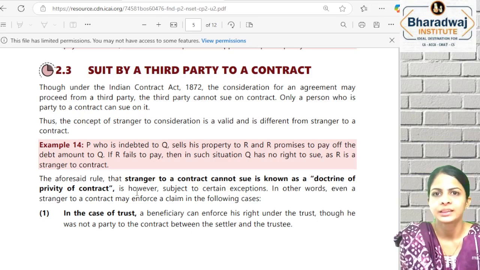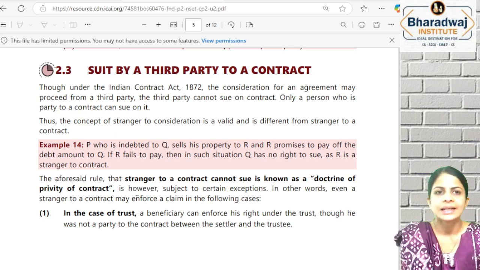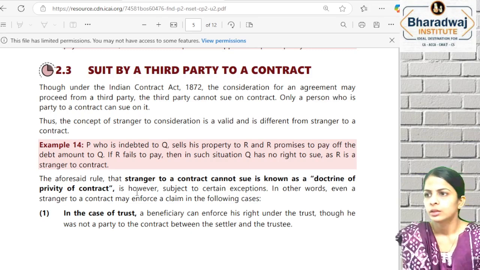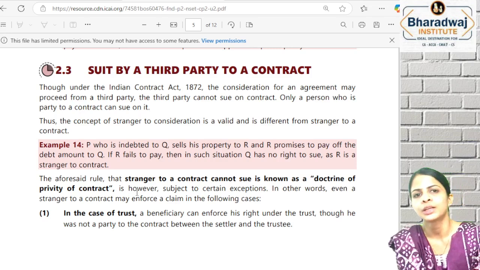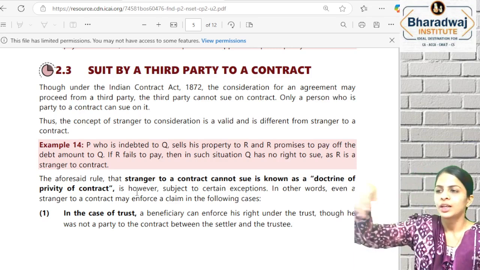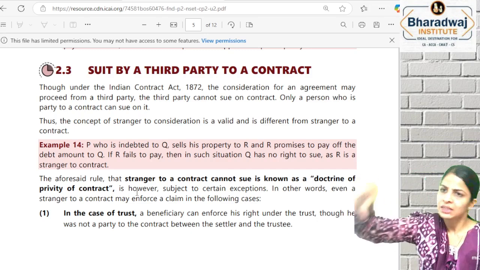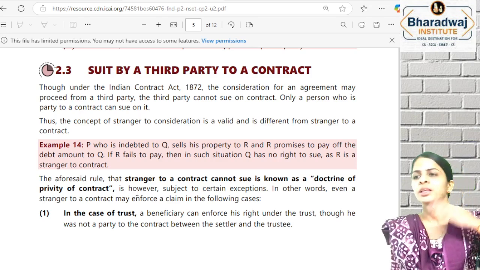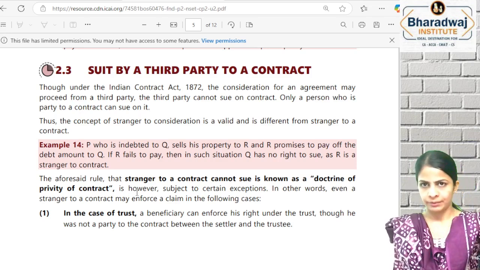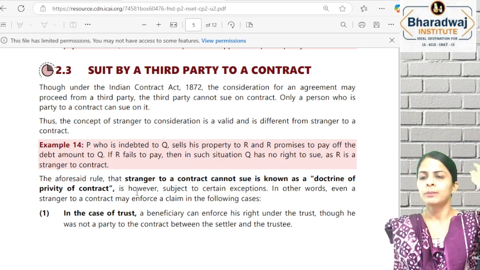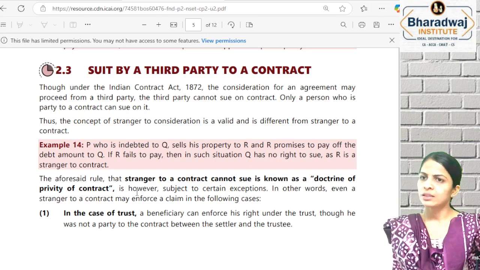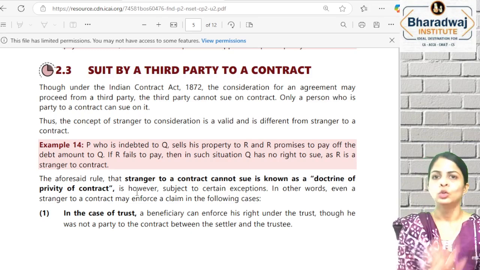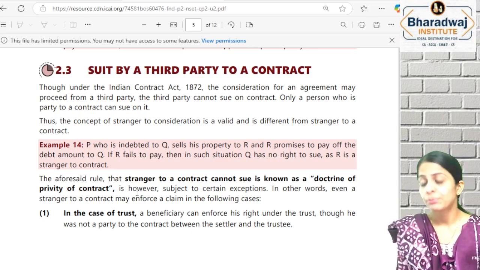Only 3 topics are there in this unit. The second topic is suit by a third party. Can a third party to a contract file a case? The contract is between A and B. Can C file a case? No. The terms and conditions have been discussed between A and B. If A doesn't fulfill, B can file a case against A. If B doesn't fulfill, A can file a case against B. But can C come and file? No. But there are a few exceptions.